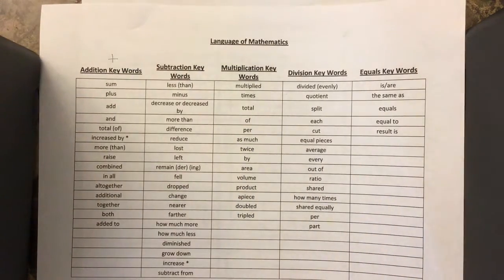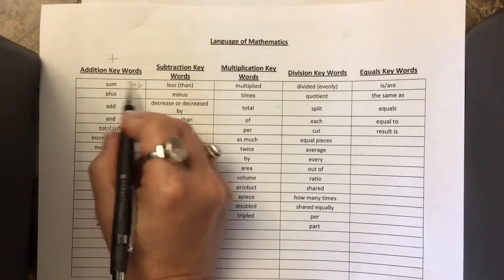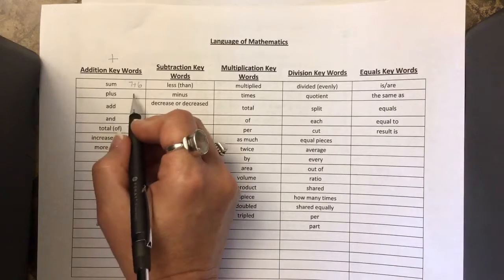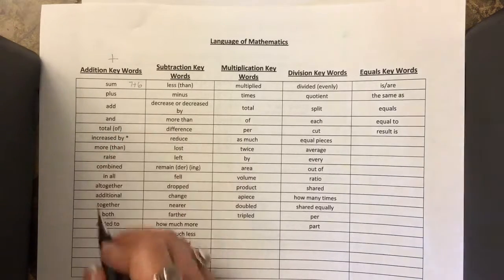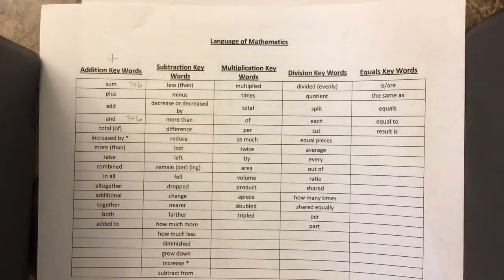So if I said the sum of 7 plus 6, then I would say 7 plus 6, or the sum of 7 and 6. I would just add it. If I say the word plus, I'm adding. If I say the word add, I'm adding. If I say 7 and 6, that's adding, and so forth.